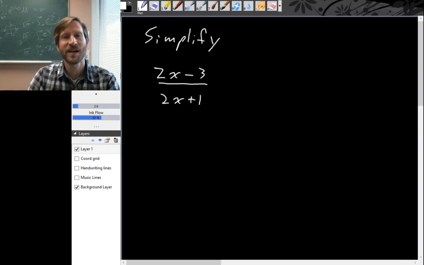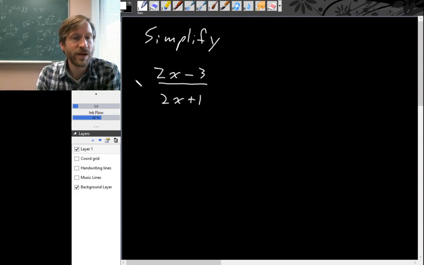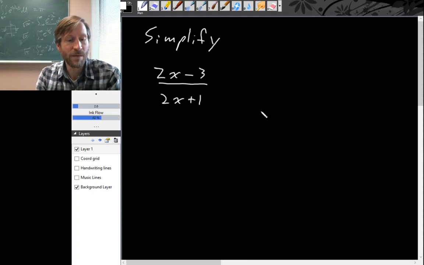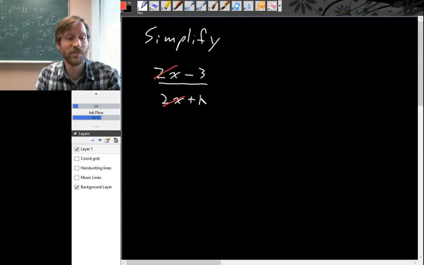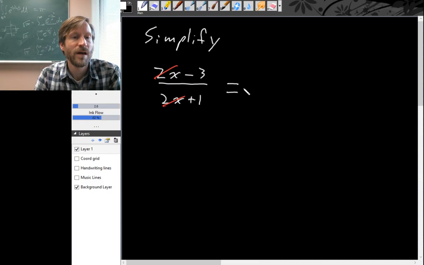There's a common mistake in algebra that shows up when you're simplifying rational expressions. So here, let's simplify this rational expression, 2x minus 3 over 2x plus 1. The mistake that people make is they see this 2x in the numerator and denominator, and they know that sometimes when you see the same thing in the numerator and denominator, you can cancel them, like this. And that leaves behind minus 3 over 1.